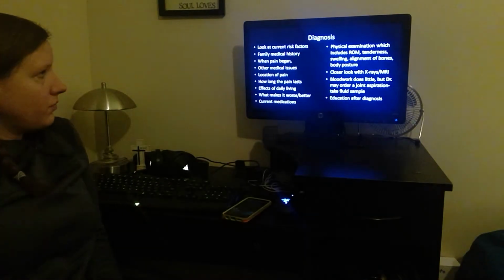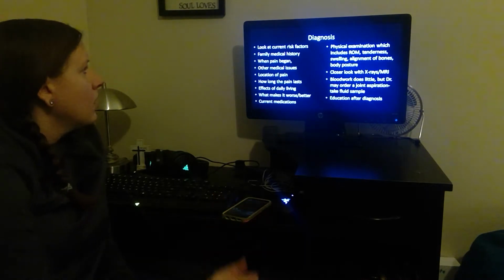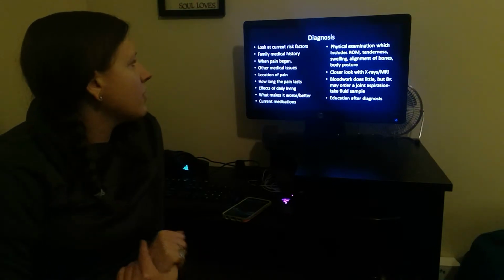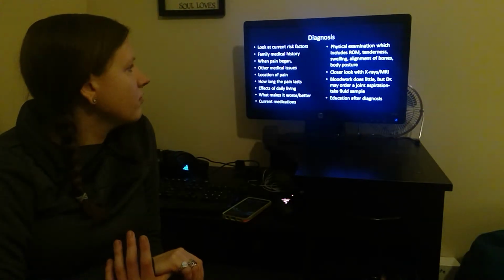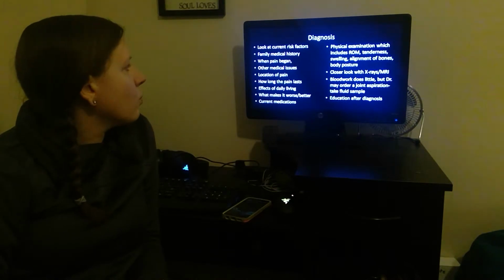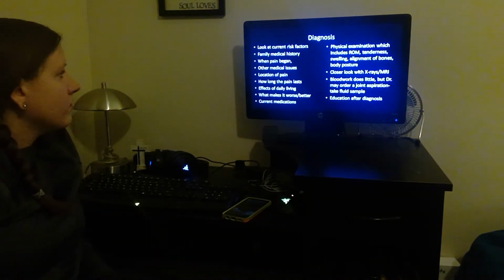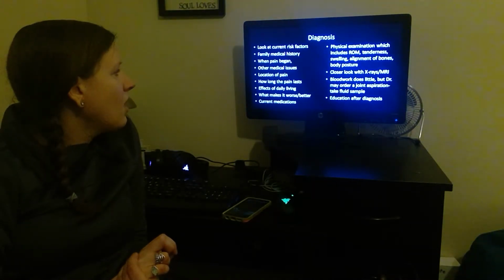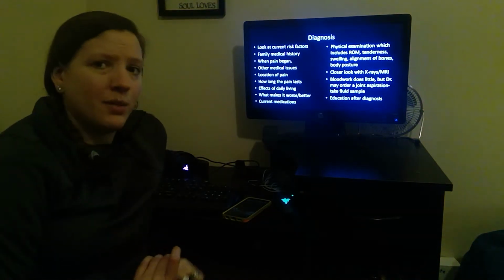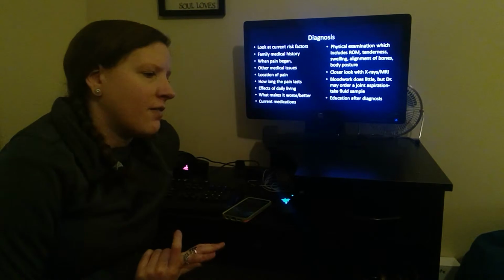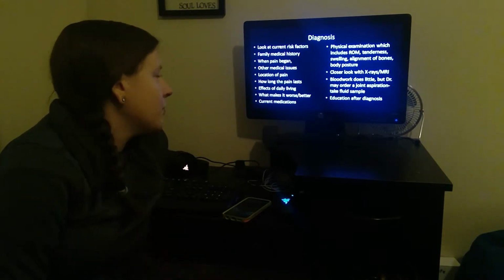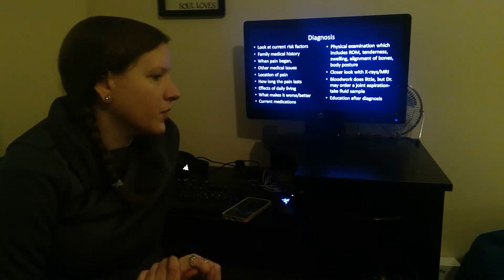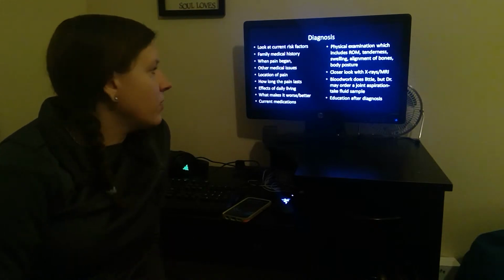So diagnosis, like I said, they're going to look at the current risk factors. The doctor's going to ask about the family medical history, personal medical history, when the pain begins, how long they've had it, other medical issues, location of the pain, how long the pain lasts, what makes it worse, what makes it better, what kind of activities exacerbate it or make it better. How does it affect the person's daily living? Are there tasks that normally the person would be able to do that they can't do anymore?